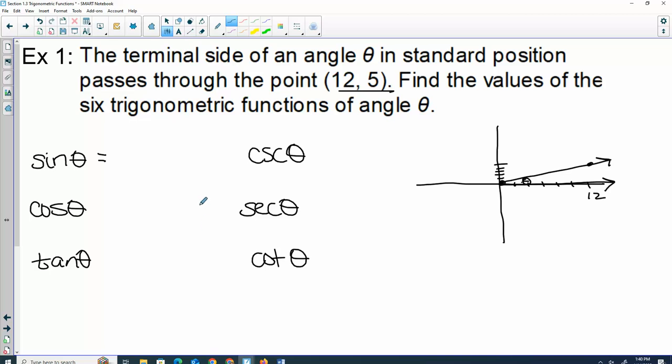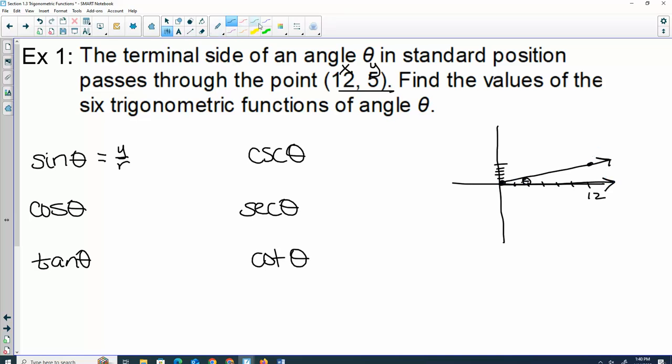So 2 ways to think about it. When I think about the definition of sine, that's y over r. Okay, from my picture, or from my point, I know my x is 12, my y is 5. How am I going to get r? What did we do on the very first slide? What did we say r was equal to? And if you don't remember that, it's just like a Pythagorean theorem.